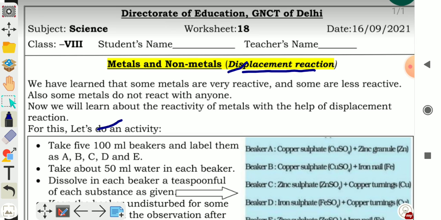We have learned that some metals are very reactive like sodium, potassium, lithium, etc. And some metals are less reactive. Also, some metals do not react with anyone like gold. Now we will learn about reactivity of metals with the help of displacement reaction. For this, let's do an activity.